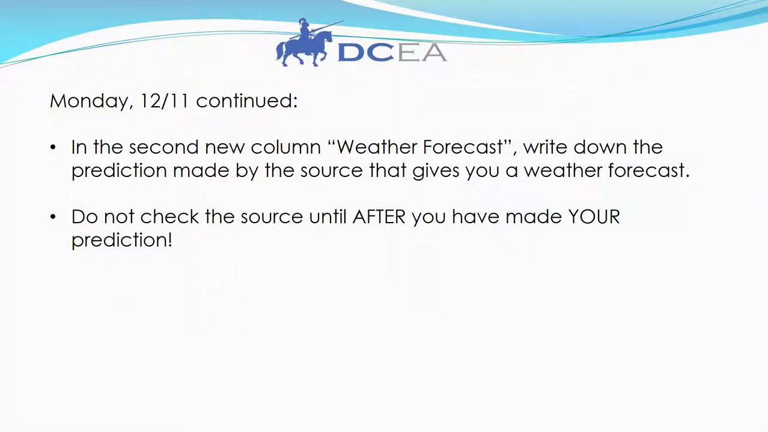In the second new column, weather forecast, write down the prediction made by the source you're using for Tuesday. So you're going to forecast Tuesday's weather on the row that has Monday's information. Do not check the source for weather forecast until after you've made your own prediction for tomorrow.